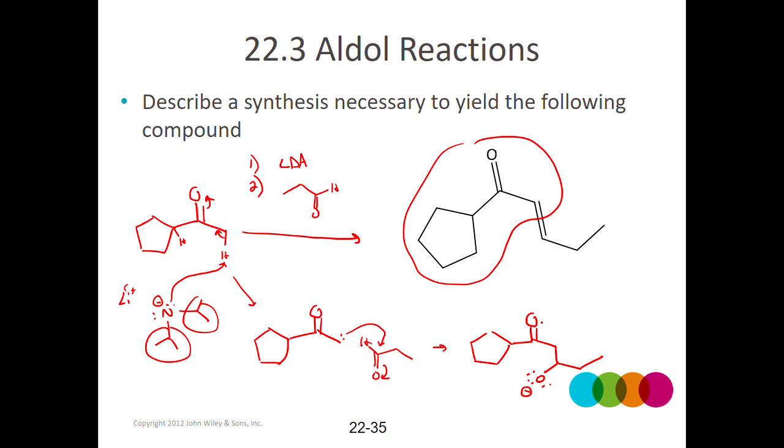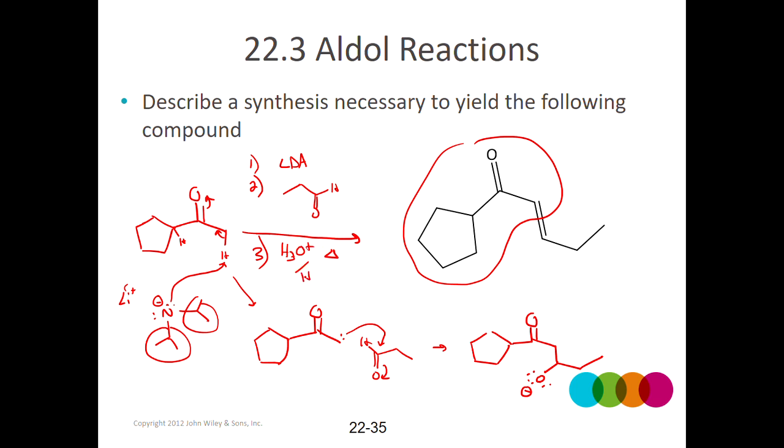So before, when we had water around, this could pick up a proton. We don't have water. We can't use water with the LDA. There's no point in adding it here. We don't want this enolate picking off a proton from water. We want it to attack this carbonyl, so we would just add the carbonyl. So then a third step, that's where I would add H3O plus and heat.